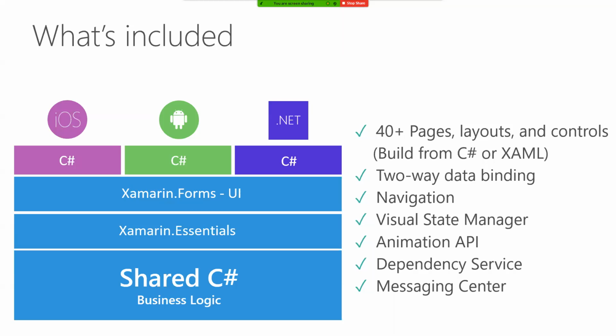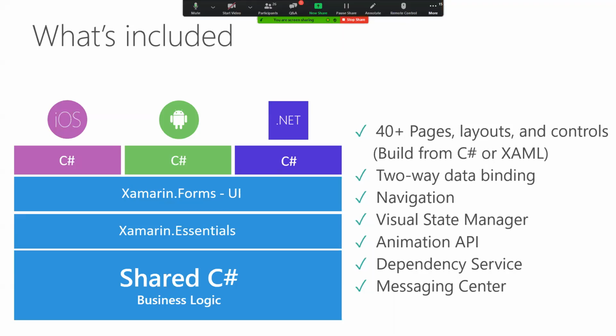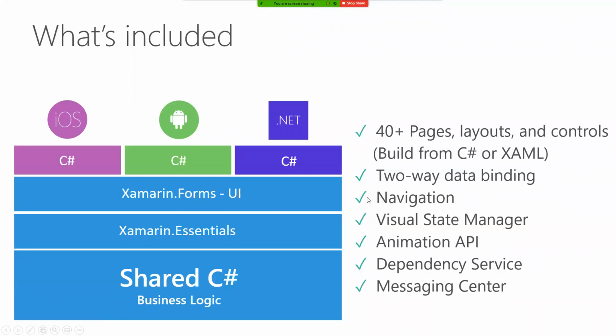So with Xamarin.Forms, you get a whole bunch of stuff. You get a lot of things you're familiar with when it comes to .NET. So if you're thinking about data binding and your MVVM project, a visual state manager, dependency services and messaging centers, you'll get those with Xamarin.Forms. And you'll also get all the different types of layouts and controls you could possibly need to build a beautiful UI, whether that is in C# or XAML, you can take your pick.